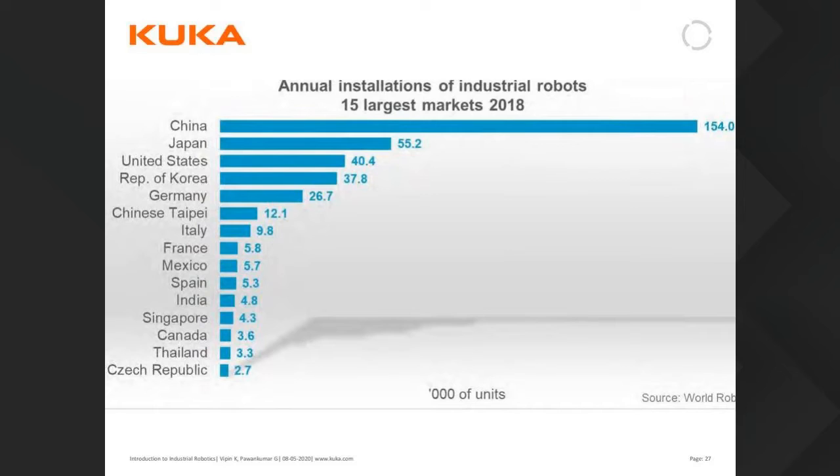In 2018, China installed around 154,000 units. I'm saying thousands of units, it's not a small number. Japan 55.2 thousand, and even India installed around 4.8 thousand units. So this is still the market rate for 2018.